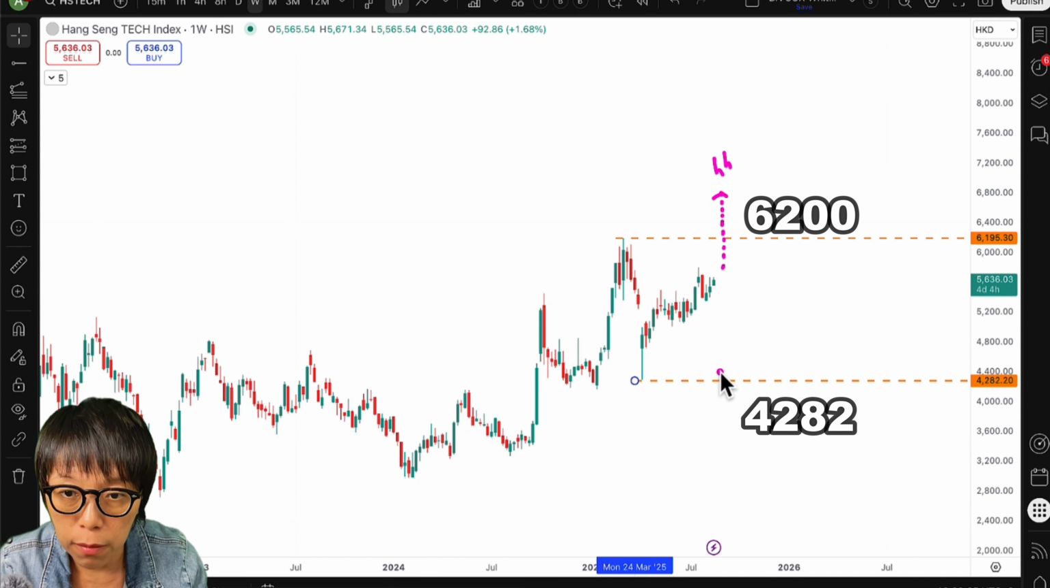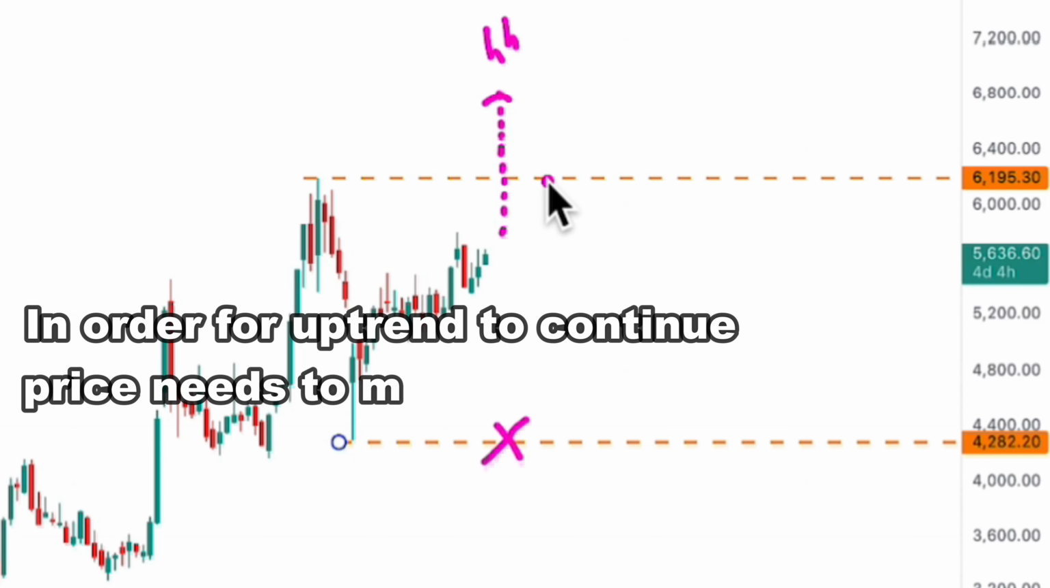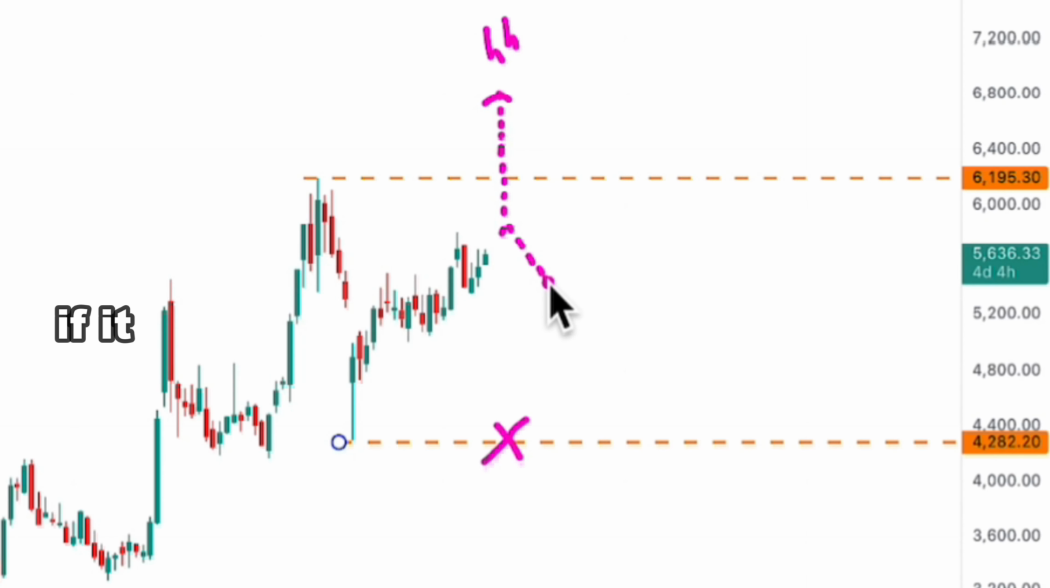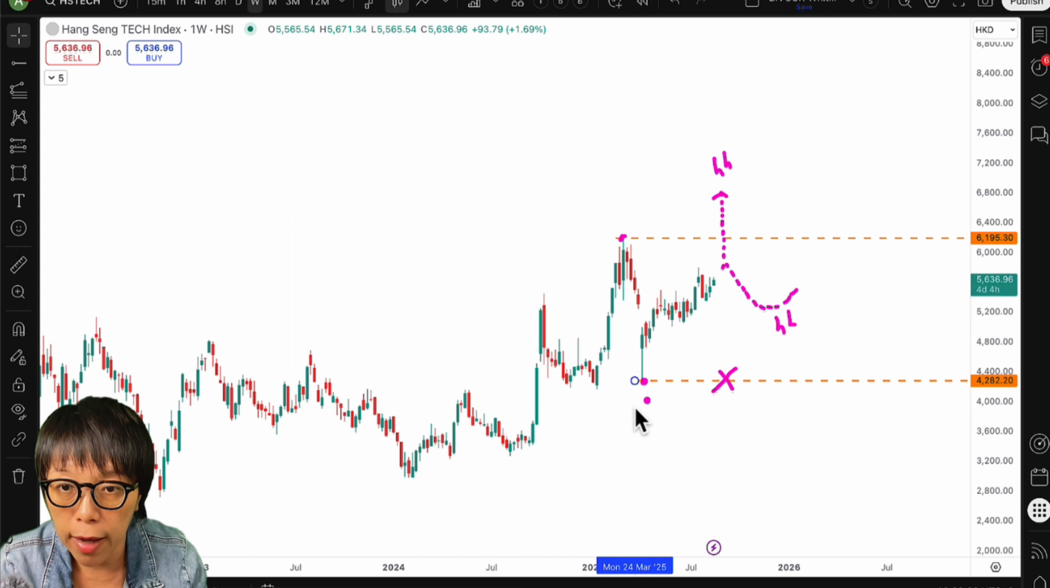That means that price mustn't reach a lower point than this level here, because in order for the uptrend to continue, price will need to still maintain this structure of a higher high, and if it comes back down, it needs to maintain a structure of a higher low as we compare to the previous high and low points. So that is the key takeaway from the weekly chart.